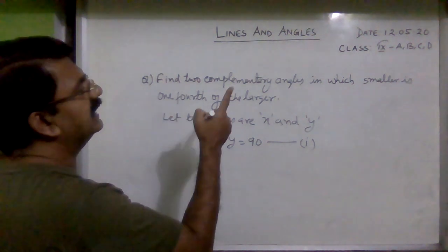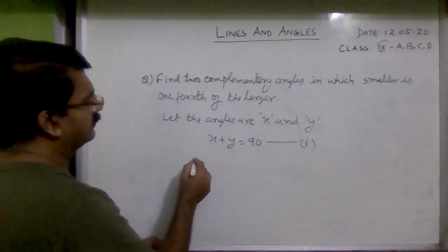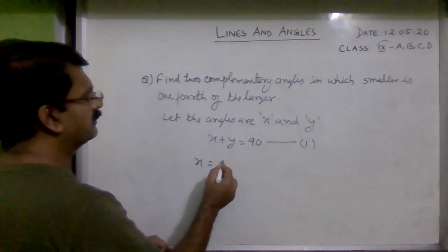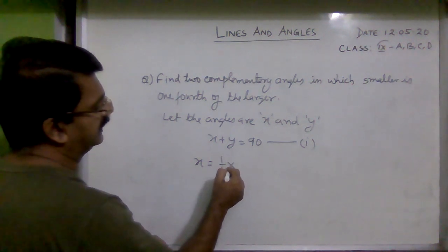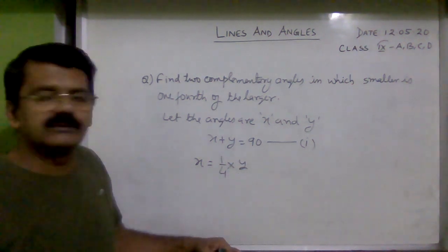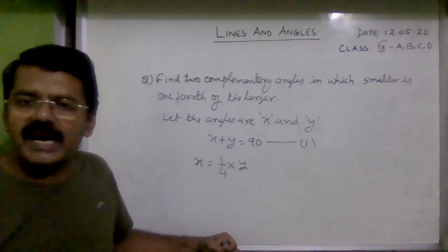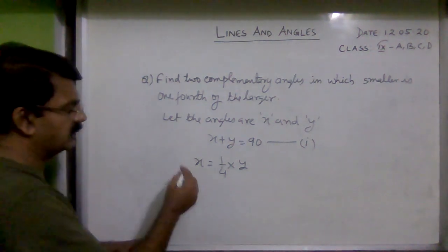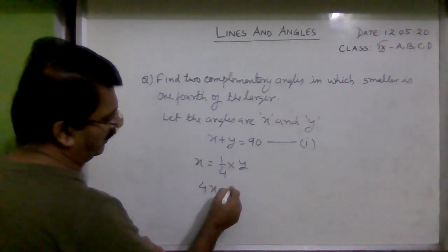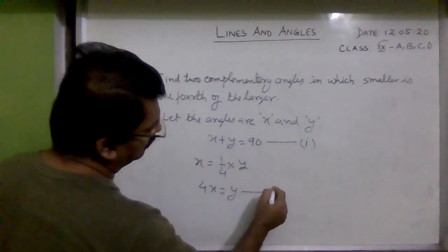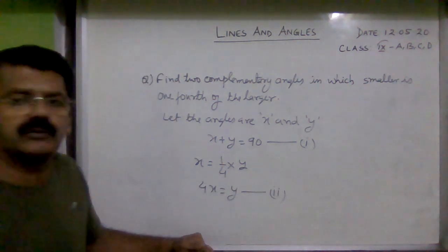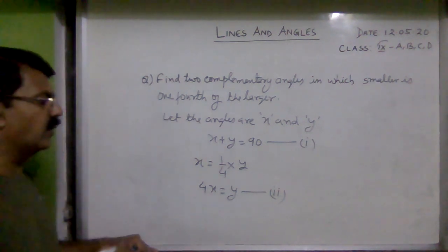Then they are saying that the smaller one, let it be x, is 1/4 of the larger. It means 1/4 into y. If you cross multiply, 4x is equal to y. So this is equation number 2. Now using these two equations, we have to find the value of x and y.